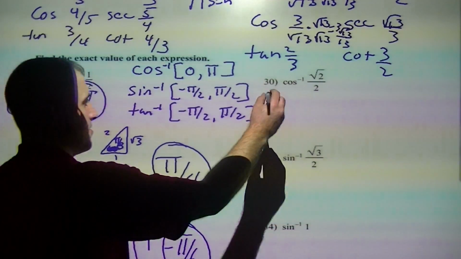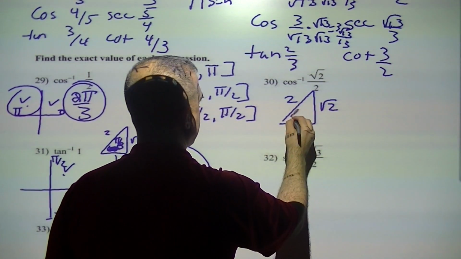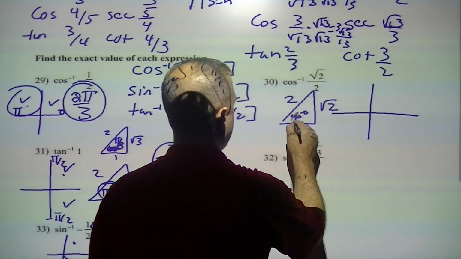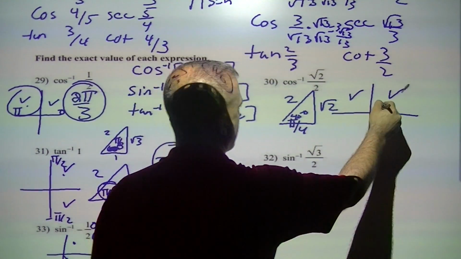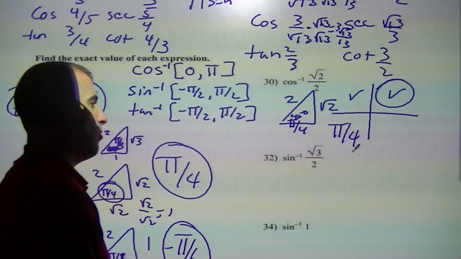This one, square root of 2 over 2, would be pretty easy. That's got to be the 45-degree triangle, the pi over 4 triangle. And we know with cosine, it's got to be one of these two. The only place that's going to be positive is there, so it's going to be pi over 4.